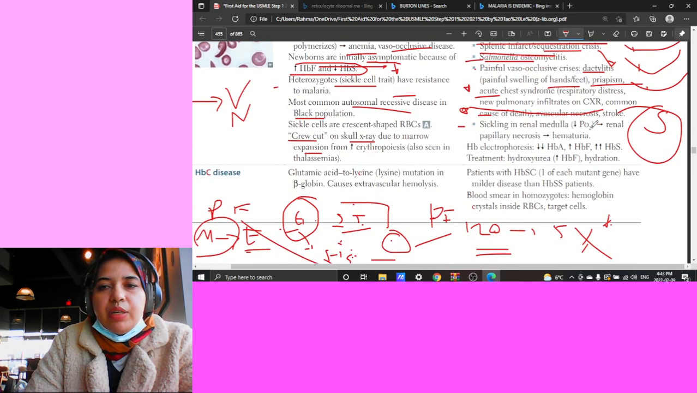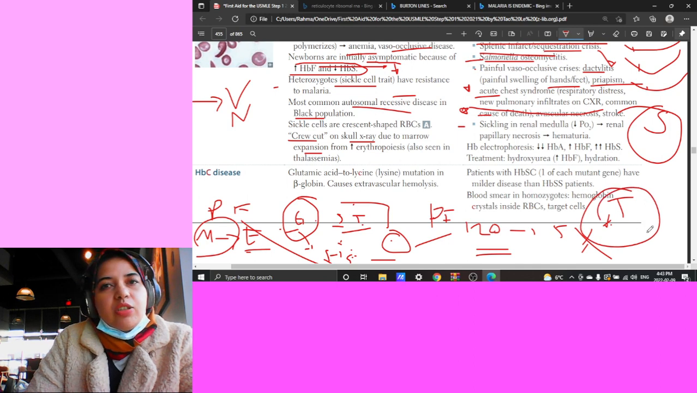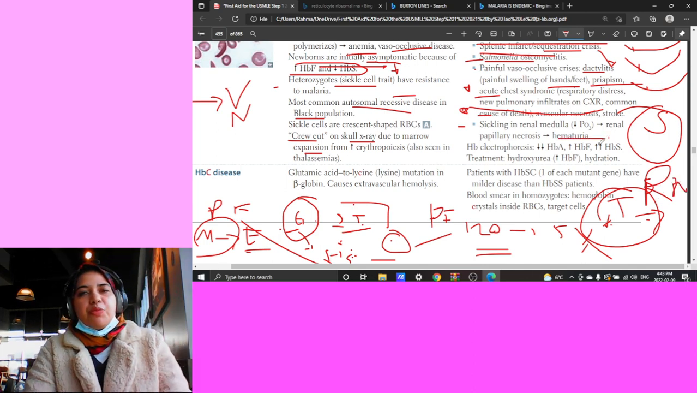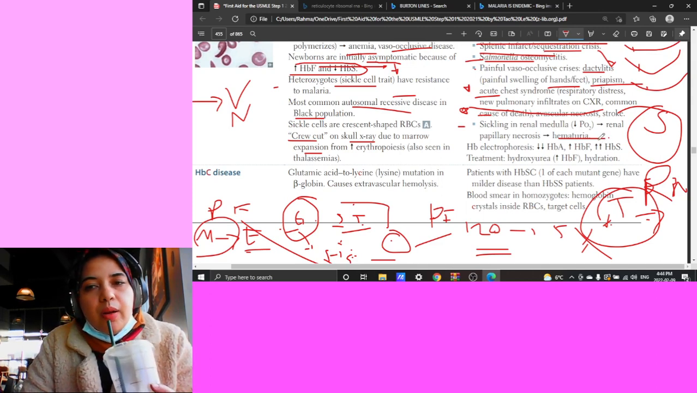Then you have sickling in the renal medulla. This is what happens mostly in trait. So if they ask you what is the problem with sickle cell trait, you're going to worry about renal papillary necrosis and hematuria. Those are two things that will happen, as well as an increased risk of renal medullary carcinoma. Those are buzzwords for people with trait. They have an increased risk of these problems.